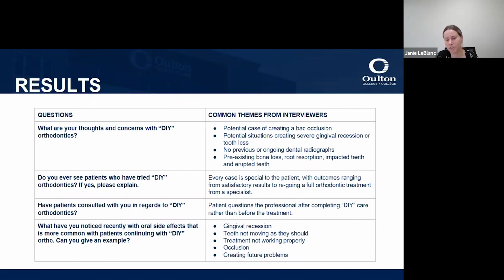And our third question: usually patients would question the professionals after completing the DIY care rather than before the treatment. And the fourth question: the common side effects were gingival recession, teeth not moving as they should, treatment not working properly, and occlusion, and all of those side effects can potentially create future problems.